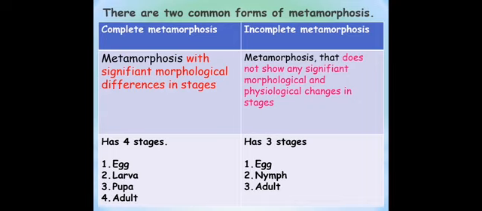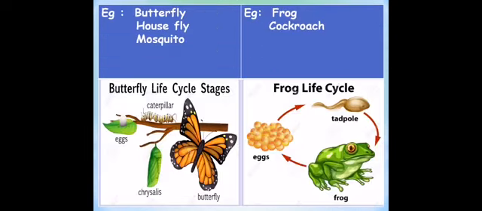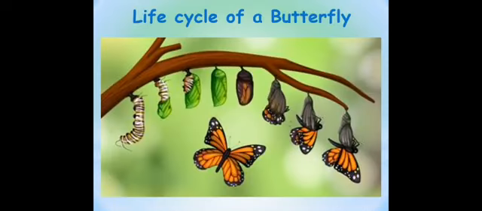Let's see some examples for these metamorphoses. Okay, examples for animals showing complete metamorphosis are butterfly, housefly, and mosquito. Incomplete metamorphosis is shown by frog, cockroach like animals. Okay, from all those life cycles, first we are going to talk about the life cycle of a butterfly.